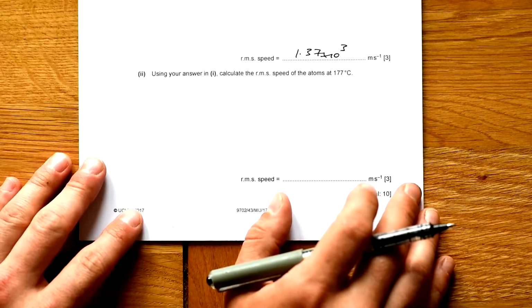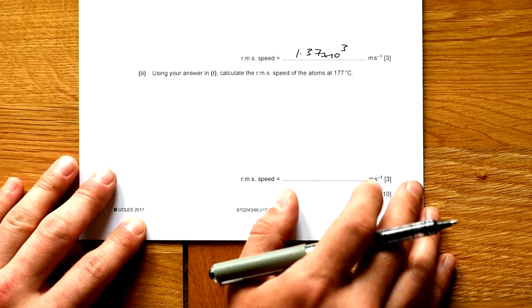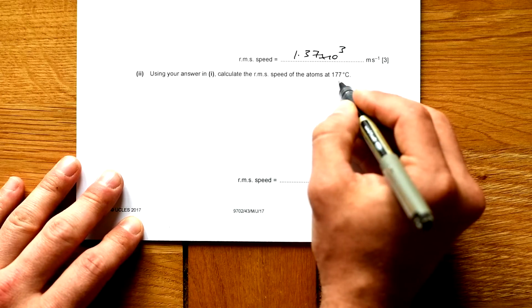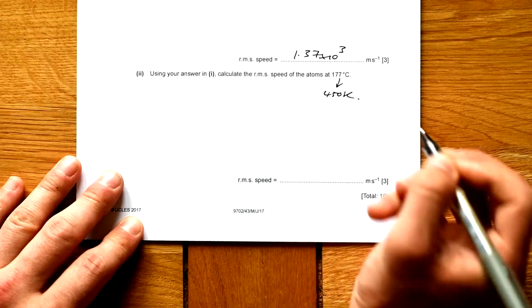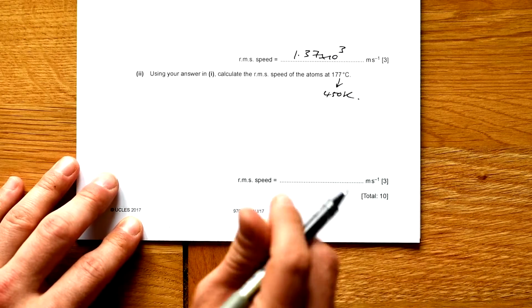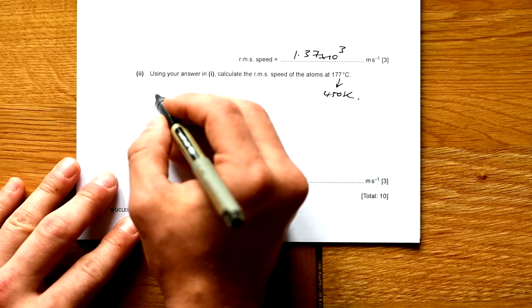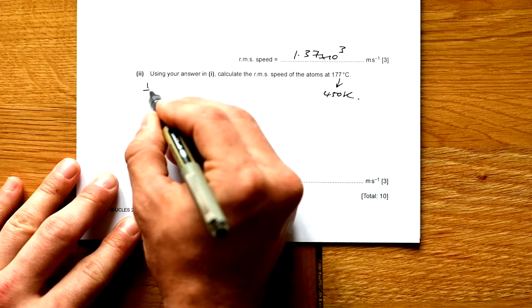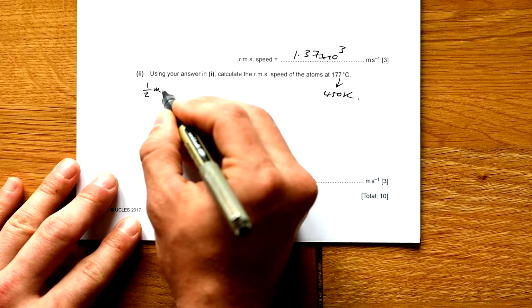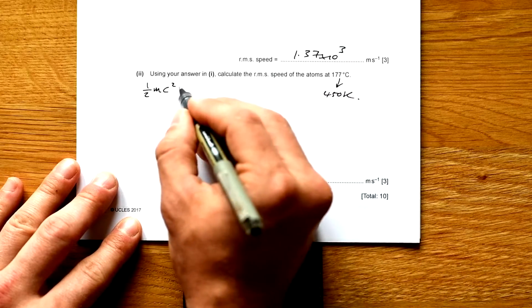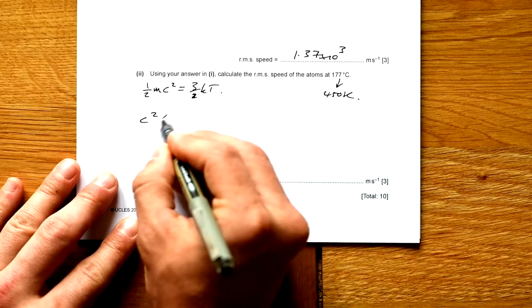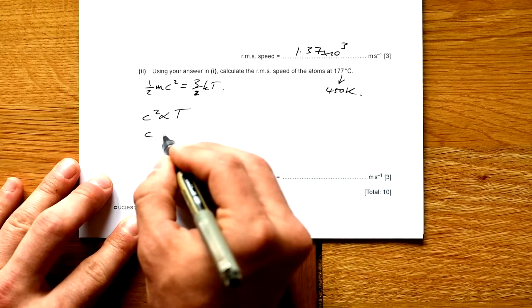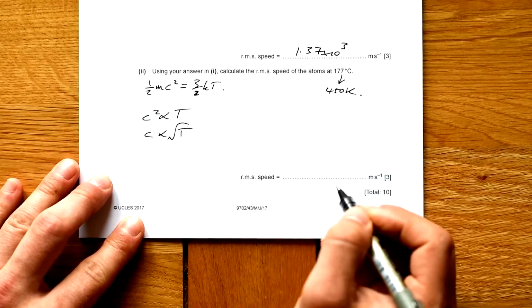Using your answer in 1, calculate the RMS speed of the atoms at 177 degrees. So plus 273, that's going to be 450 Kelvin, as opposed to 300, which we had a second ago. Looking at the equation above, half m c squared equals 3 halves kT. So we can see that c squared is proportional to T, or rather c is proportional to the square root of T.